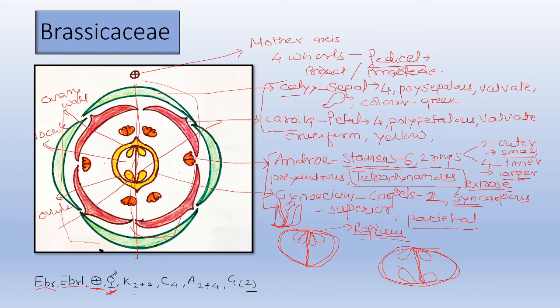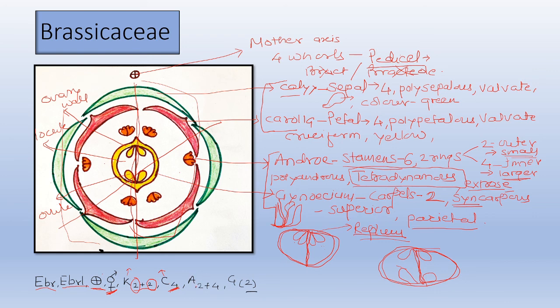Then the calyx consists of 4 sepals, but they are arranged in 2 different whorls. So we have written it here as 2 plus 2. The calyx whorl is represented by K in the floral formula. The next whorl is represented by C, that is corolla, consisting of the petals. The number of petals is 4, arranged in the same whorl, and as they are free from one another, we have written it like 4 here.